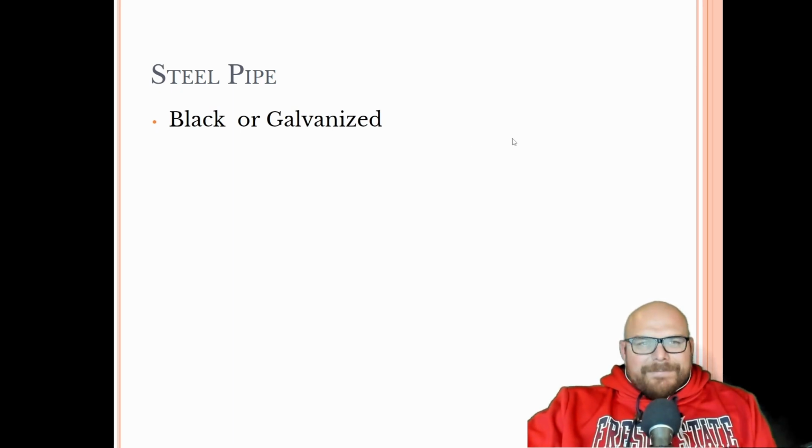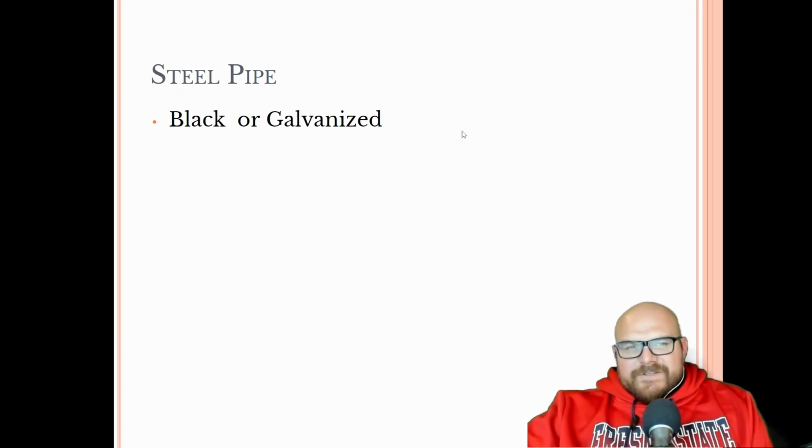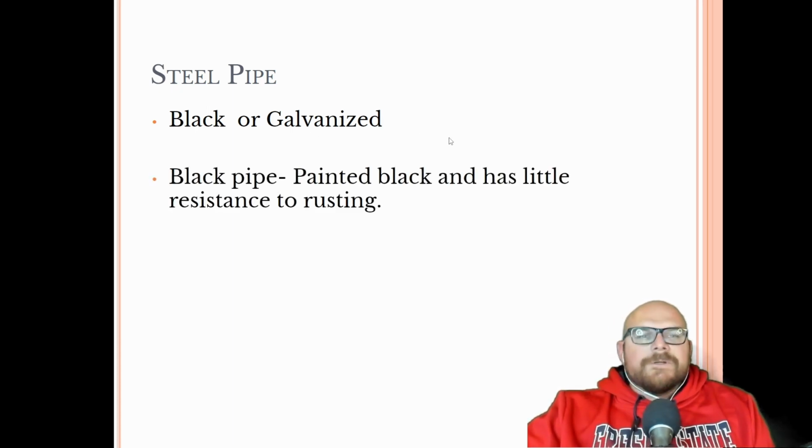Steel pipe can either be black or galvanized. Black is going to be painted. Galvanized is going to be a material that's on the outside of the pipe so that it doesn't rust. The black paint will also help keep it from rusting, but galvanized coating sticks a little bit better than black pipe. They're essentially the same thing. We use them interchangeably. Most of the time we try to stick with galvanized pipe as opposed to the black pipe, but they're essentially the same thing.